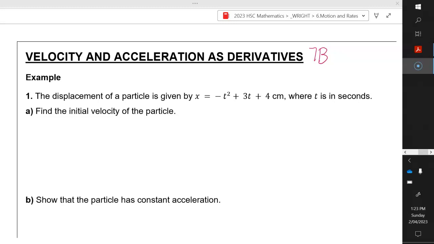Hi Year 12. Today we're moving on to 7b in our chapter, and it's going to be looking at velocity and acceleration, but looking at them as derivatives. So in order to look at them as derivatives, we need to have a look at what that actually means, and they were the notes that we looked at the start of the last lesson. So I'll just move back to those and we'll go through those again.